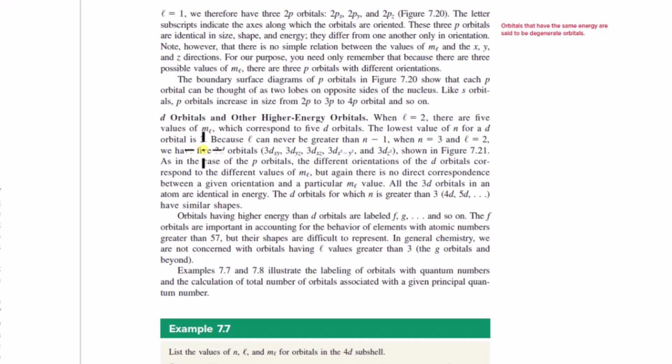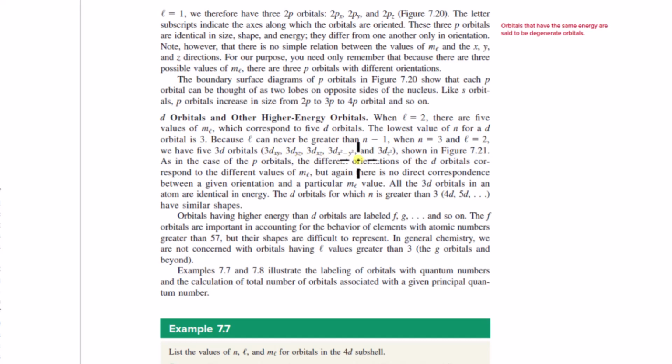Because when n is equal to 3, you take n minus 1, which is 2. So the L values for n equal to 3 are 0, 1, and 2. But there are also d orbitals when n is equal to 4, because 4 minus 1 is 3. So for n equal to 4, you'll have 0, 1, 2, 3. You still have L equal to 2. But when L is equal to 2, 2L plus 1 is equal to 5.